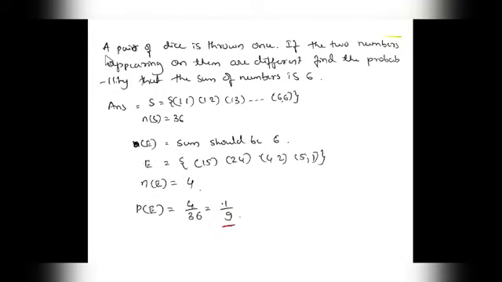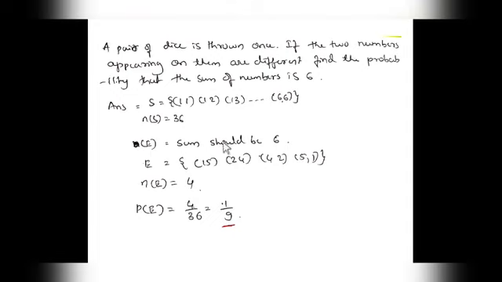We have one more example here. A pair of dice is thrown once. If the two numbers appearing on them are different, find the probability that the sum of numbers is 6. Now here we are rolling 2 dice. Therefore sample space will be 1,1; 1,2; 1,3; 1,4; 1,5; 1,6; 2,1; 2,2; 2,3; 2,4; like this way up to 6,6. That is, total number of outcomes in the sample space is 36. That is, n of S is equal to 36.